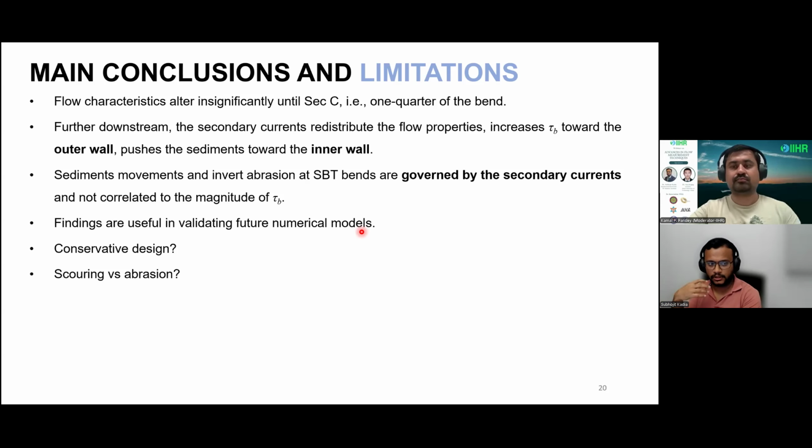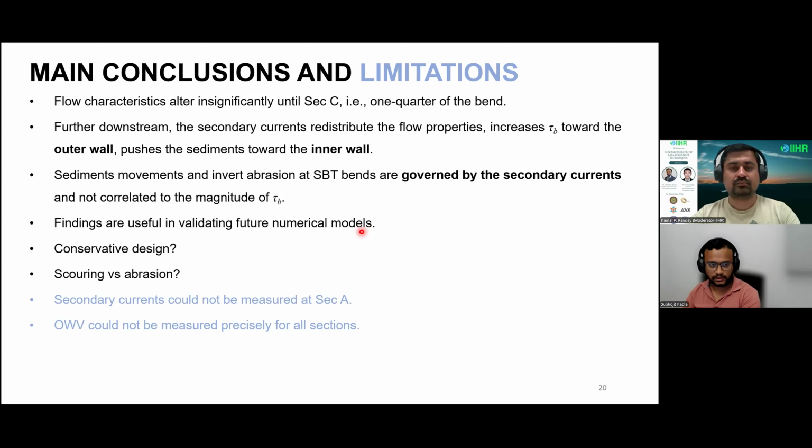So we might need to consider a conservative design toward the inner wall of sediment bypass tunnels as compared to the outer wall. And also we have to be careful with differentiating scour and abrasion. We observe that in a more movable bed in a river, we have deeper scouring toward the outer wall due to the secondary currents and bed shear stress. However, due to the secondary currents and the near bed horizontal component, the sediments are pushed toward the inner wall, and the abrasion pattern is that deeper abrasion is observed toward the inner wall. So it might look like an opposite phenomenon. However, if we closely examine the actual reason, then those two phenomena can be clearly differentiated.